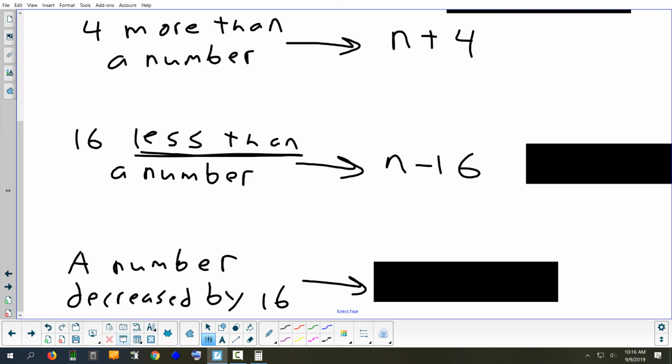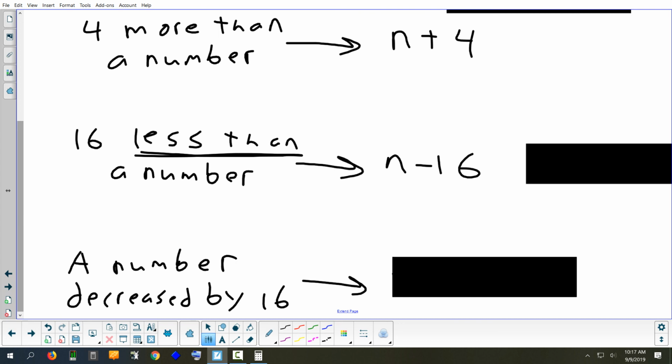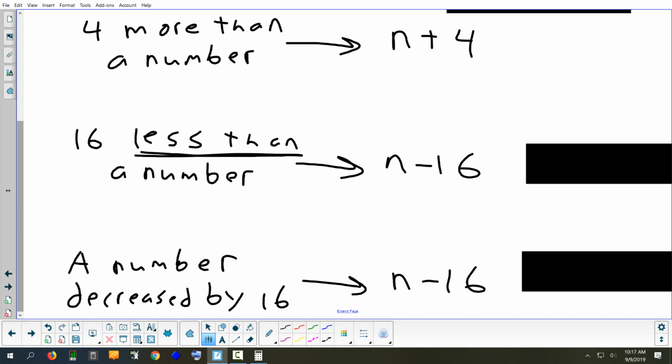So, if you did it like the last one, a number decreased by 16. Yeah, I think you're right. It's going to be the same thing. N minus 16. Yep, perfect. So, when you see decreased by, you don't have to switch the order. Number, decrease, 16. Number, decrease, 16. Any question on that?